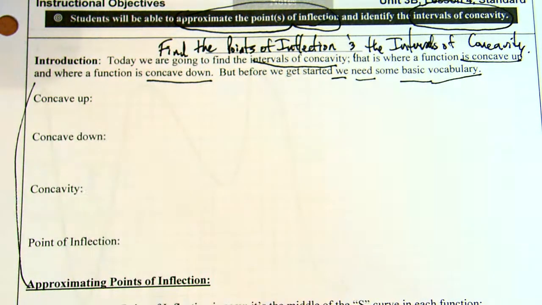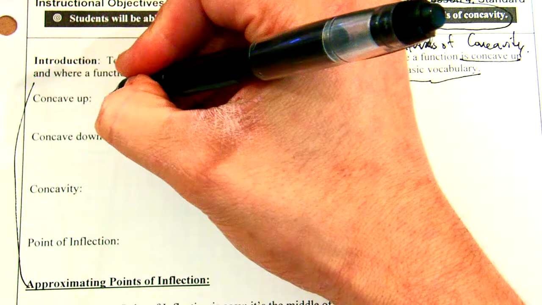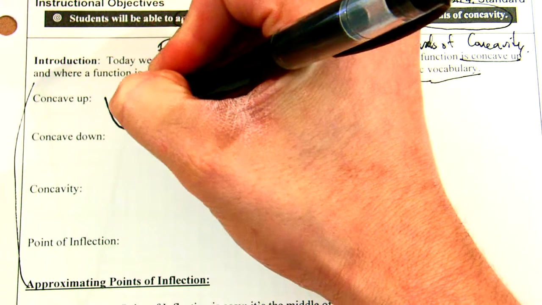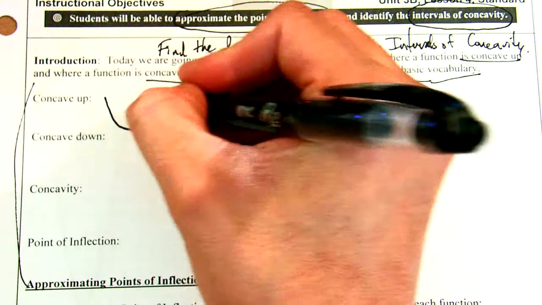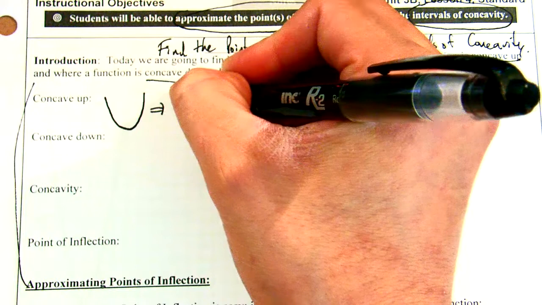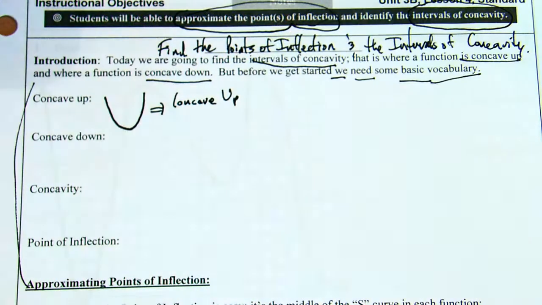So concave up. What does that sound like? It's like a cave that's what? Up. So just draw a cave that is up. If you have a curve that is going upwards like this, we say this is concave up.